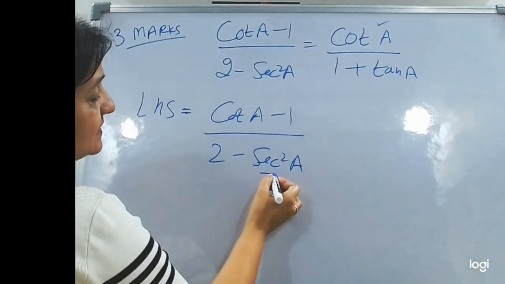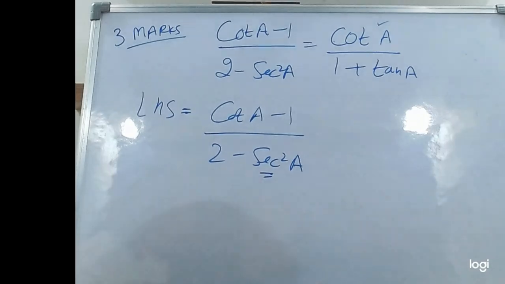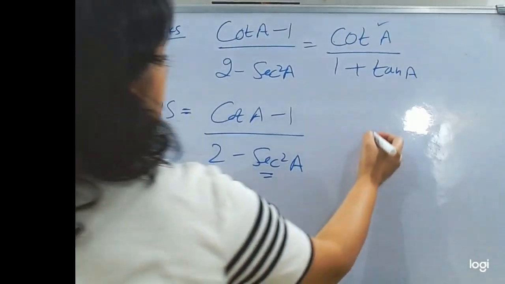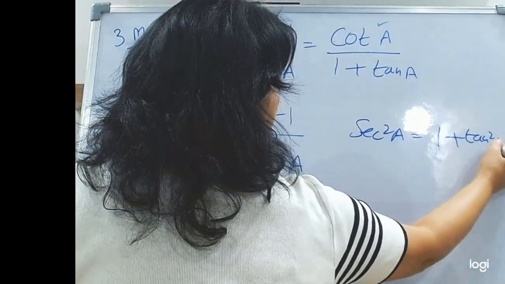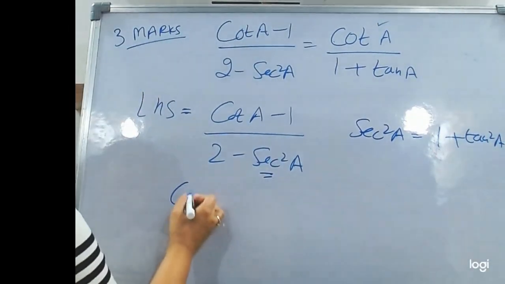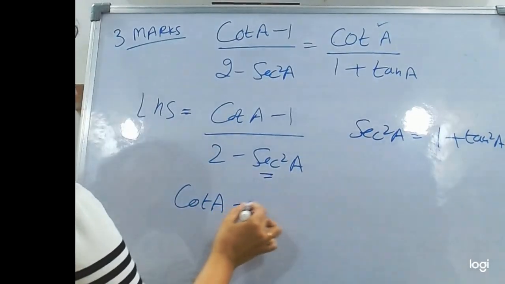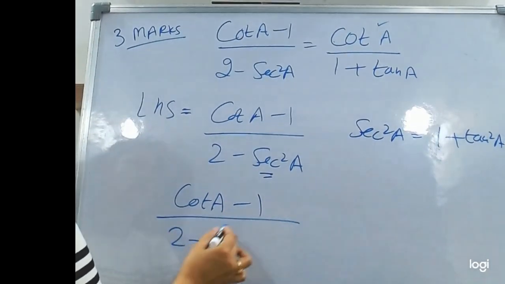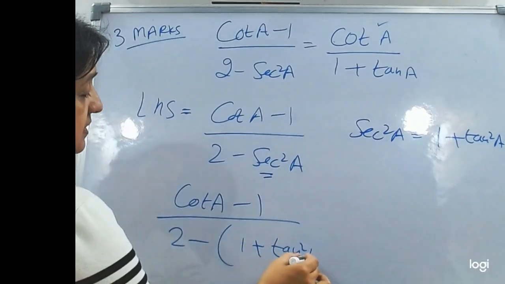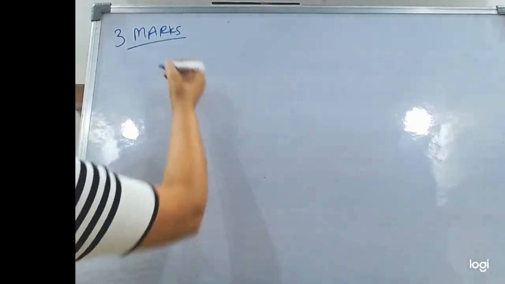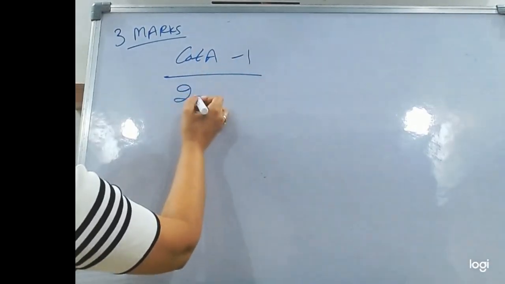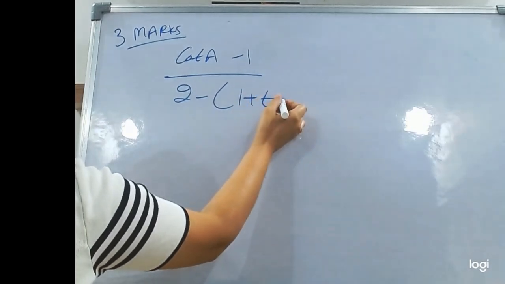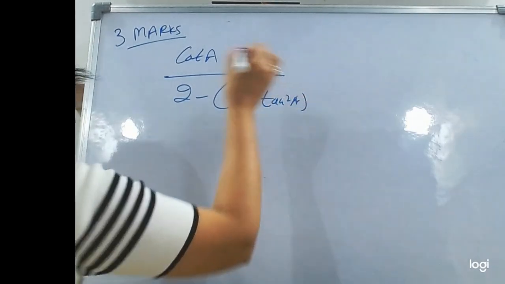I can replace this sec square A in terms of tan square A using the identity sec square A is equals to 1 plus tan square A. So replace it: cot A minus 1 by 2 minus (1 plus tan square A). So finally we have cot A minus 1 by 2 minus 1 plus tan square A.